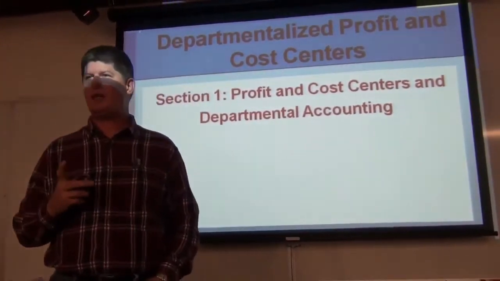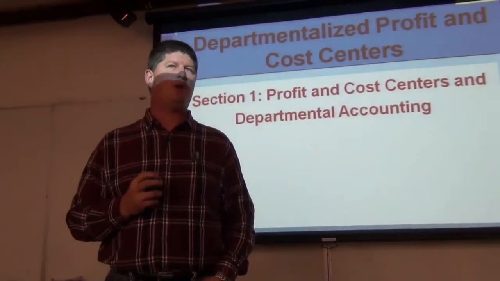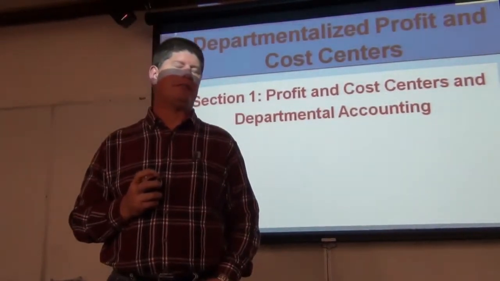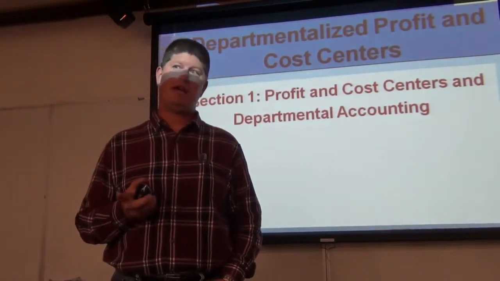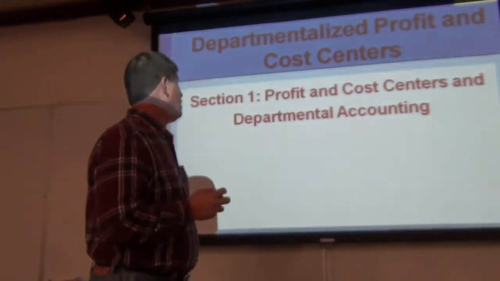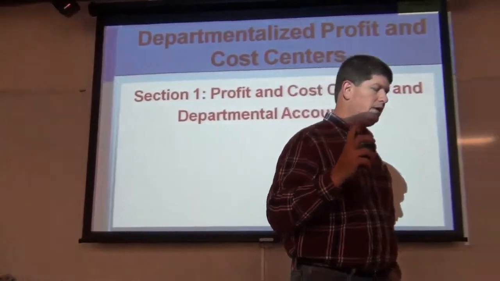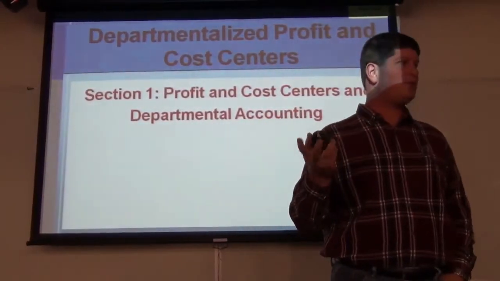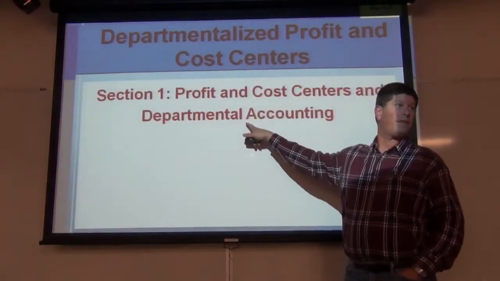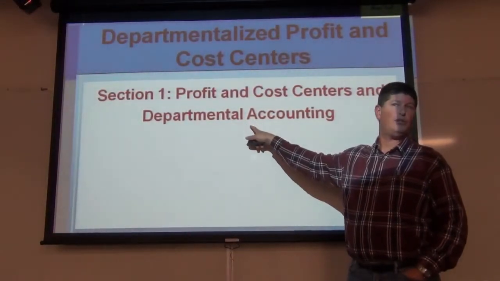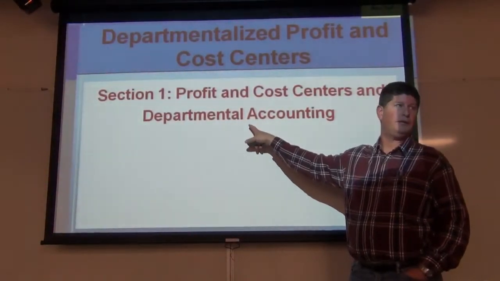Chapter 25 is cost centers. Cost centers are in some ways similar to the horizontal and vertical analysis we did last week. But cost centers, some people refer to it as departmental accounting. We're going to break down our P&L into different departments within a company.